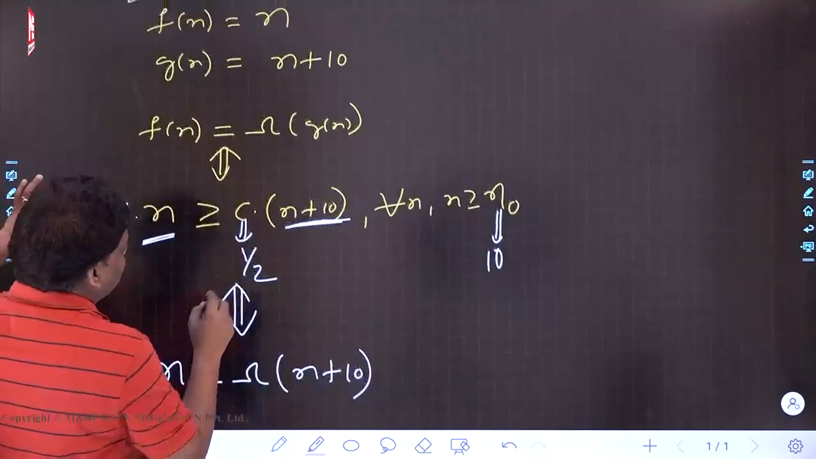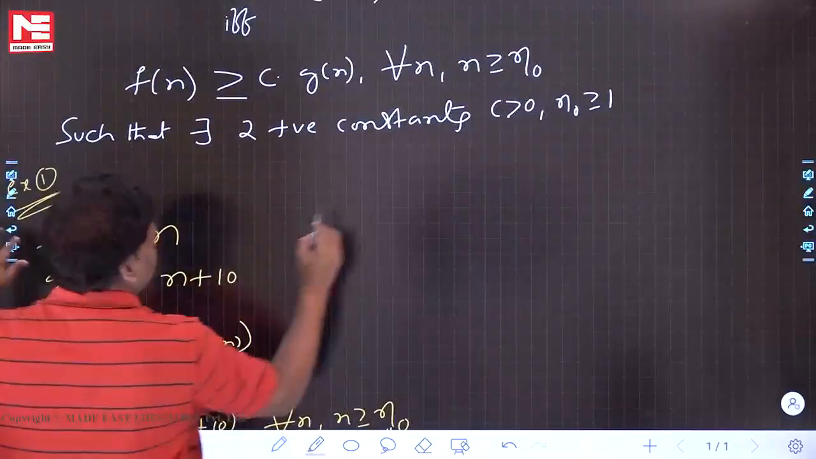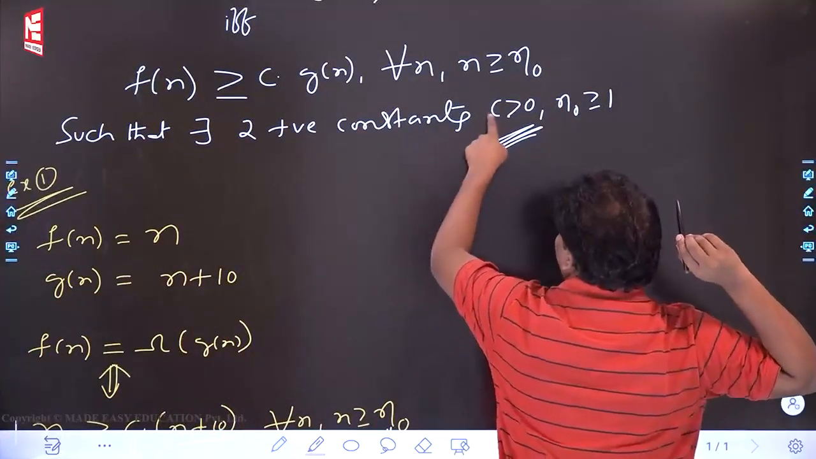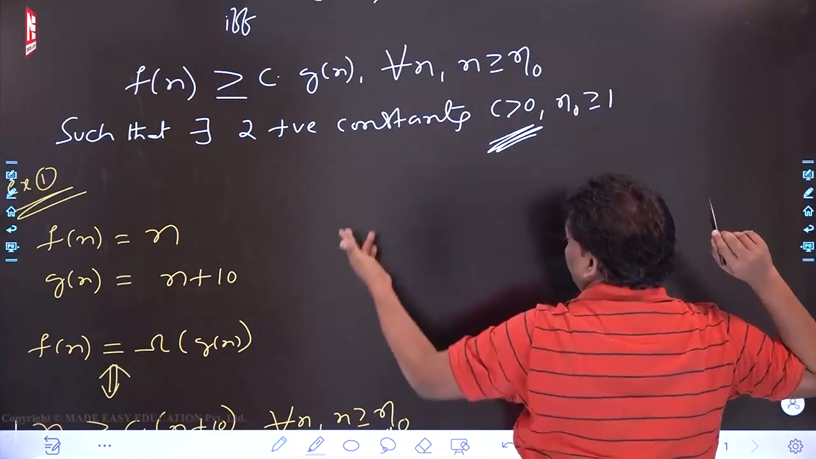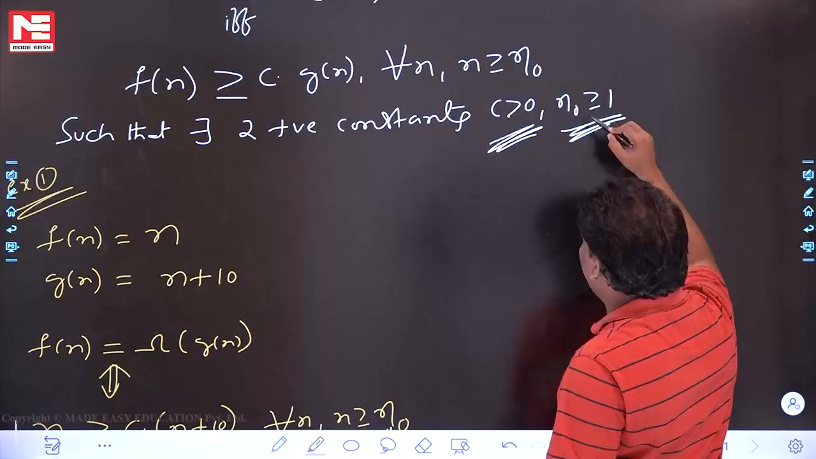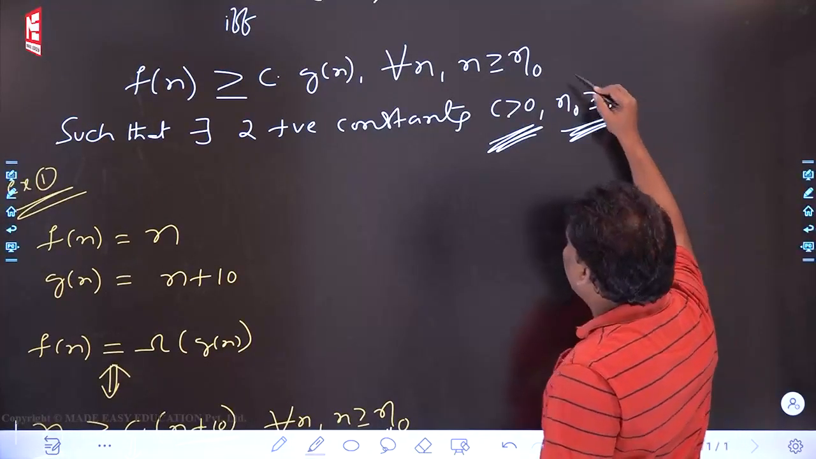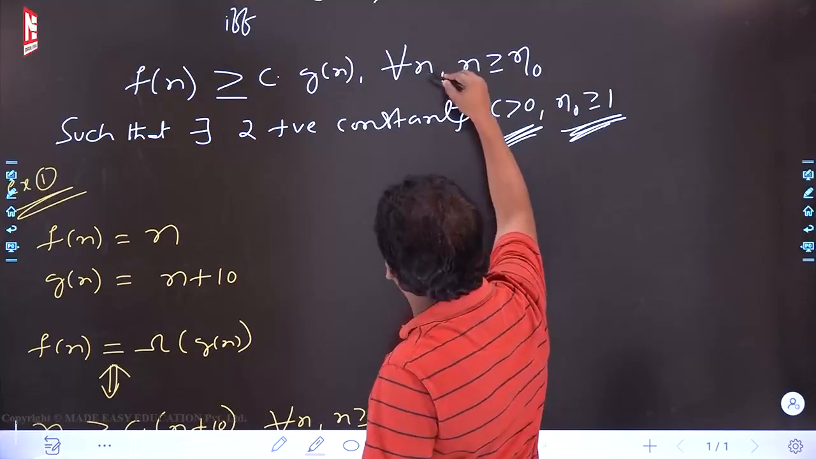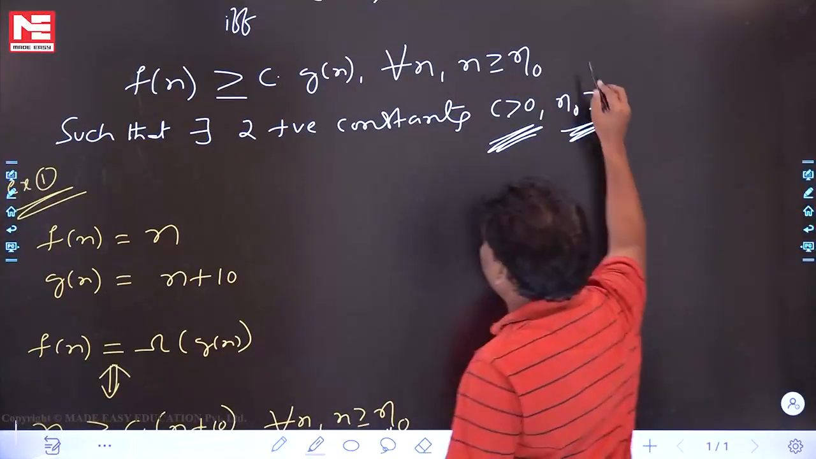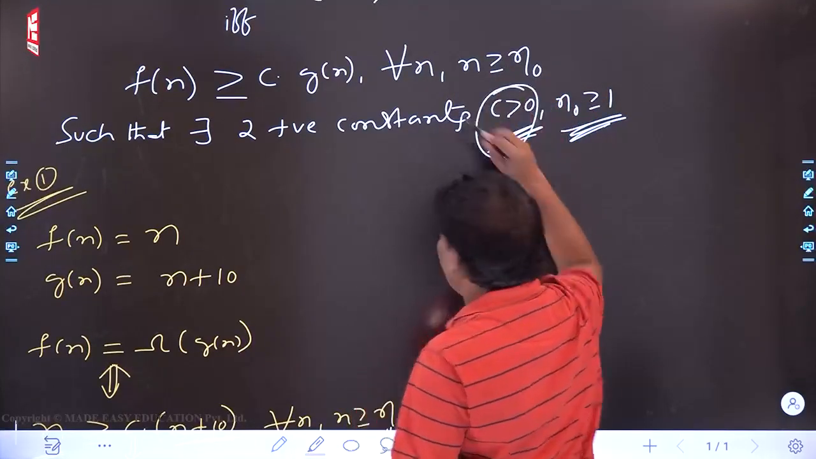Some people are asking, how can you take C as a fraction? C greater than 0. There exist two positive constants, C greater than 0. Greater than 0 means 0.5 also. Right? N0 is greater than or equal to 1. You cannot take N0 as a fraction. The reason is N is the number of inputs, for all N where N is greater than or equal to N0. N0 minimum is 1. N is the number of inputs. N fractions are not possible, but C fractions are possible.